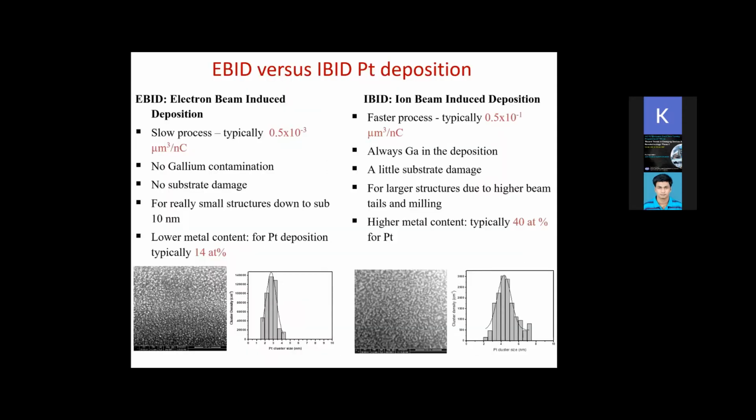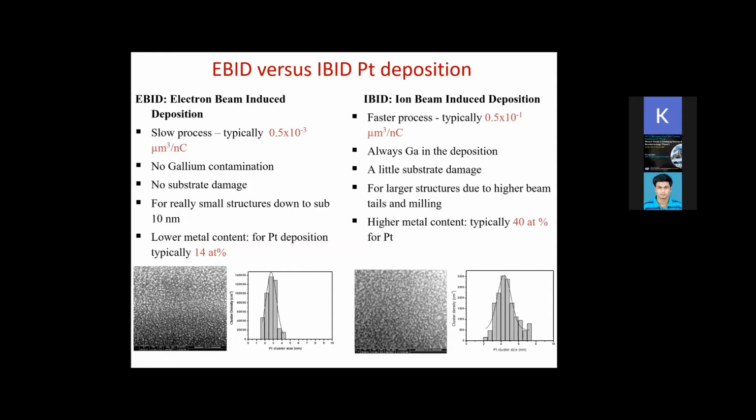You can actually deposit platinum using an electron source also, because as I have told you, the gas is actually interacting with the secondary ions and secondary electrons, and the dissociation occurs because of this interaction. Now, secondary electrons are not only generated by the ion beam, they can be generated by the electron beam also. So if you have a GIS and only an electron source, you can do some deposition, but the deposition in that case will be very slow.